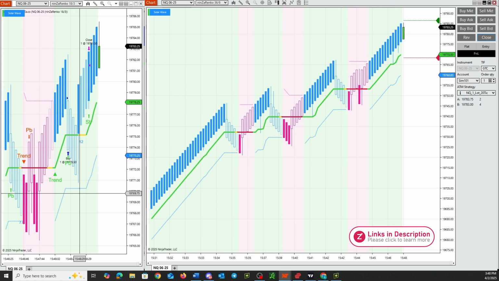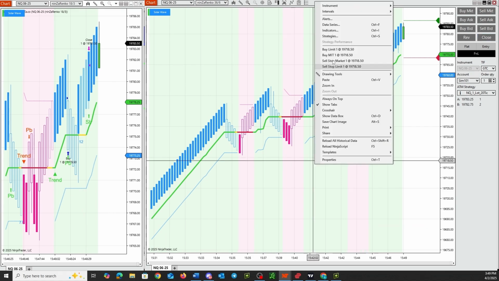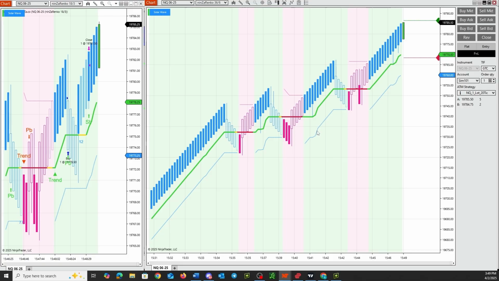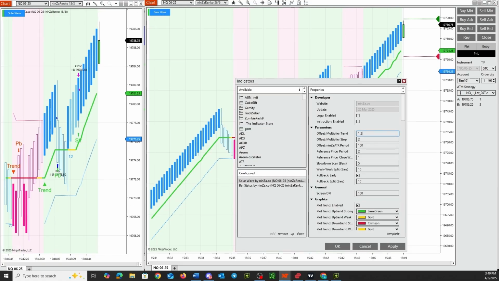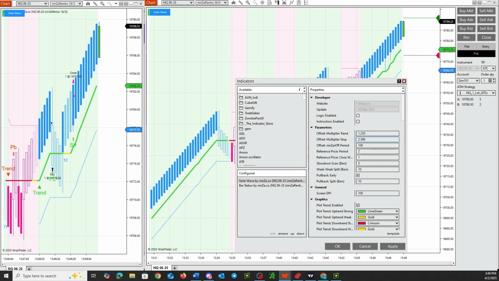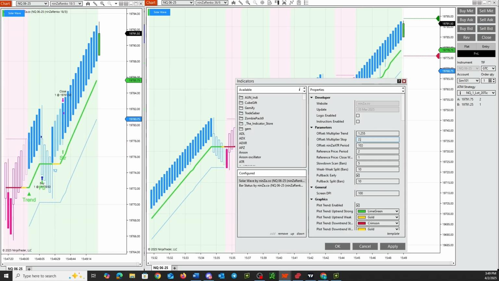You can see, you can vary this multiplier. You don't have to go 1. You can go 1.255 if you want to. You can go 2.386. I mean, you can vary those all you want, however you want to.